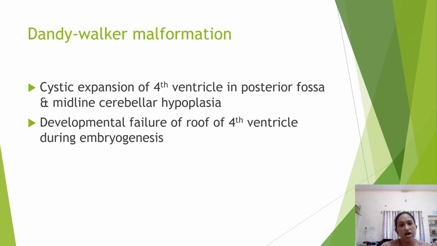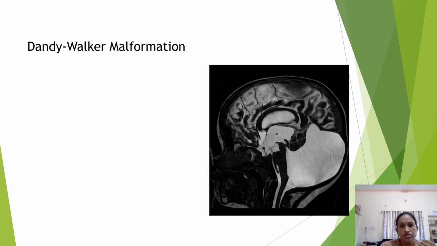Then there is the Dandy-Walker malformation. It is because of failure of the roof of the fourth ventricle to develop. So there is cystic expansion of the fourth ventricle in the posterior fossa, and there is midline cerebellar hypoplasia. So this is the cystic expansion of the fourth ventricle, and this increased pressure in the posterior cranial fossa causes obstruction to the flow that leads to dilatation of the ventricles. So this is Dandy-Walker malformation.